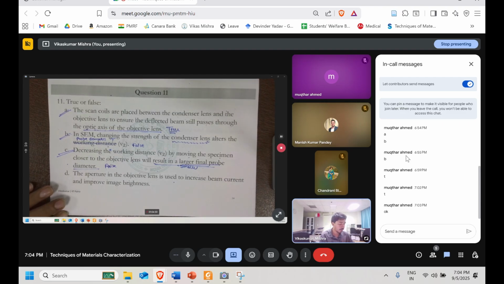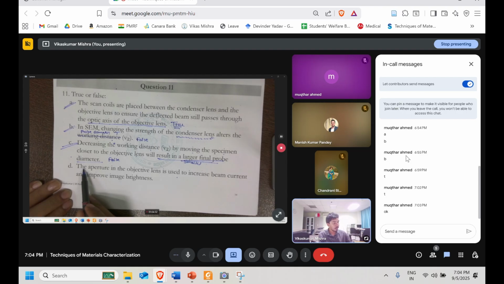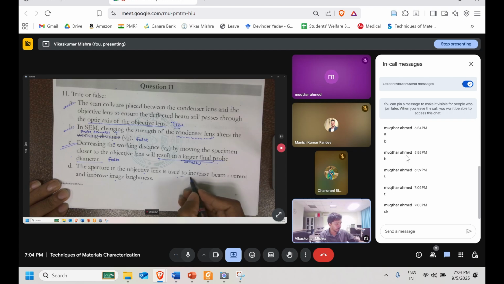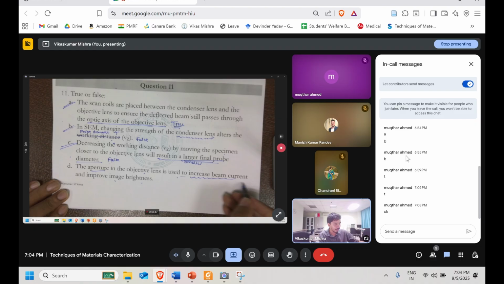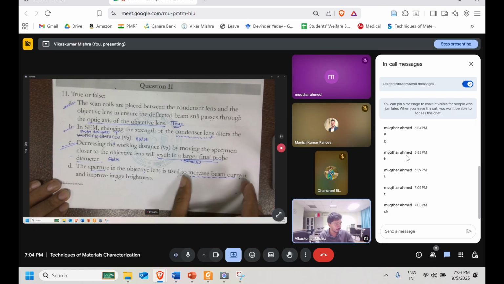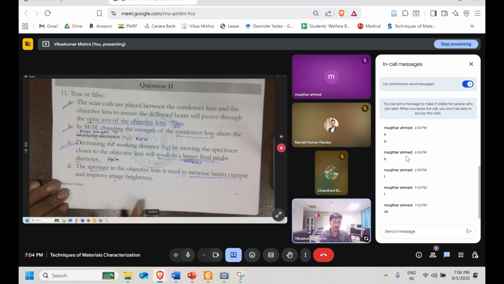Right. Now the last part. The aperture in the objective lens is used to increase the beam current and improve the image brightness. If you are using the aperture, the beam current is increasing. The question is saying that if you use the aperture, beam current will increase and improve the image brightness.